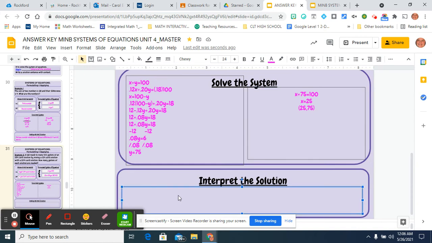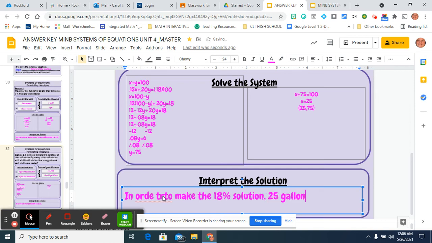So, come down here. In order to make the 18% solution, 25 gallons of the 12% solution and 75 gallons of the 20% solution will be needed.